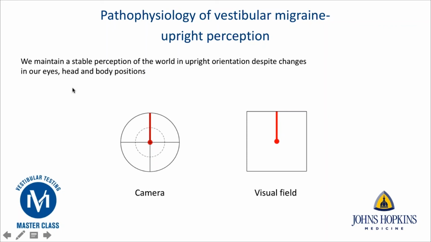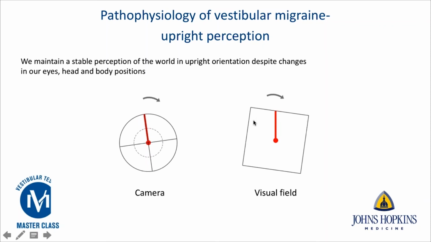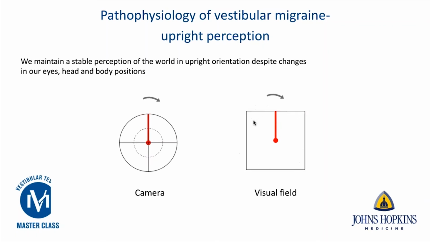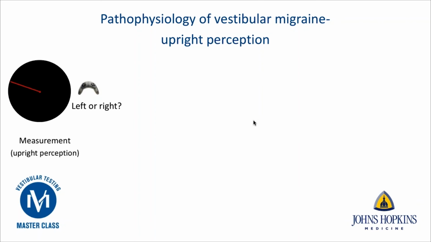Another important aspect of symptoms in patients with migraine and dizziness is related to their spatial orientation. We maintain a stable perception of the world in upright orientation even though our eyes, head, and body rotate all the time. Here is a simple example. If you look at a line with a camera and tilt the camera and view the line through the camera, as you rotate the camera to the right, the line moves to the left. Whereas when we tilt our head, there is no perception of tilt.